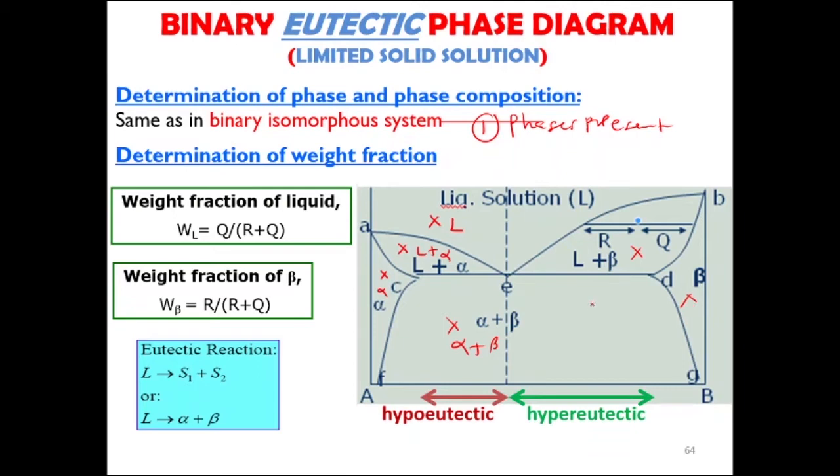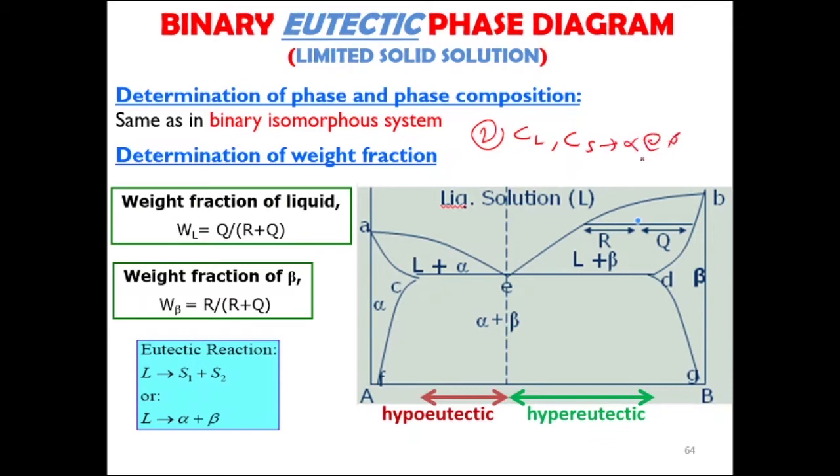So I hope you can answer if I ask what is the phase present over here. If you cannot answer this question, please repeat my other video for you to understand. The second step is to find the composition of liquid and composition of solid. Solid can be alpha or beta in this case.